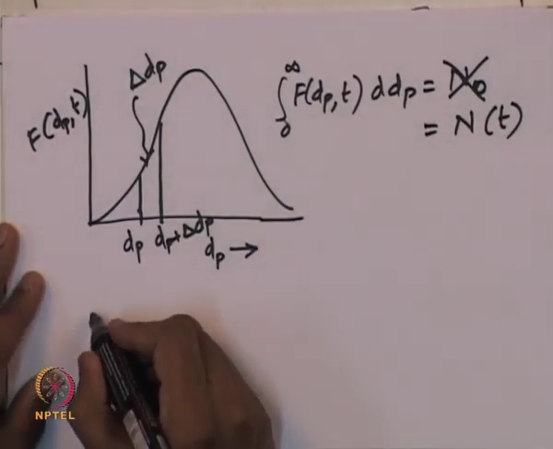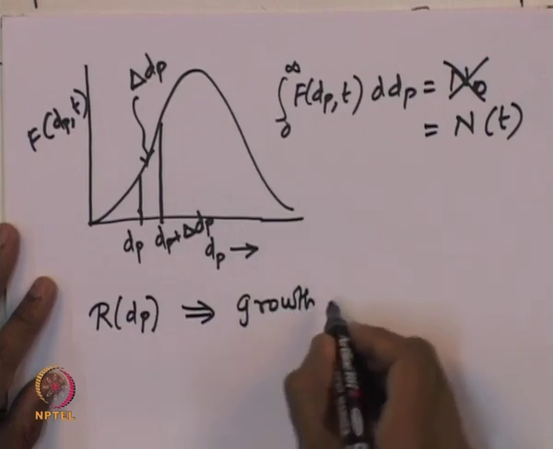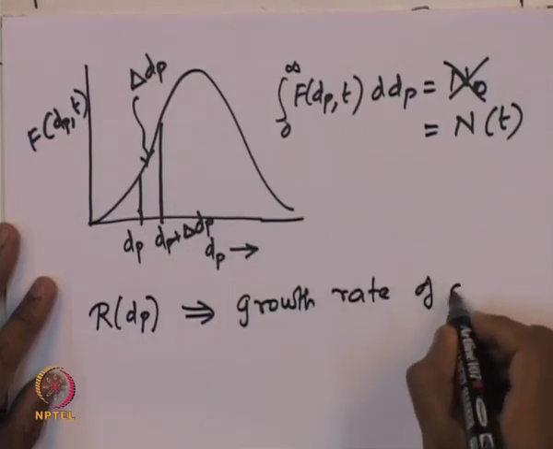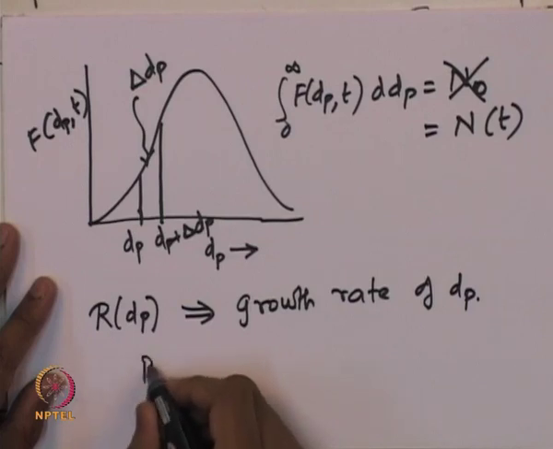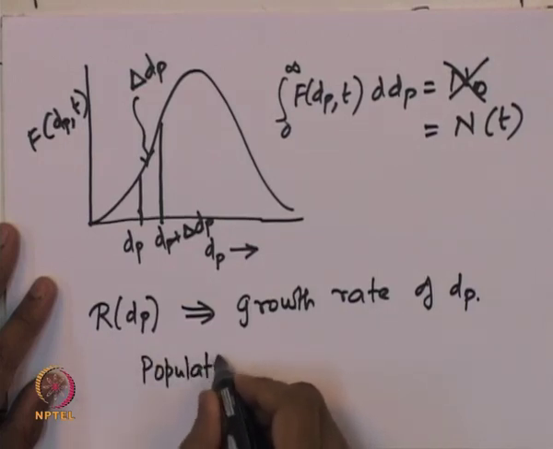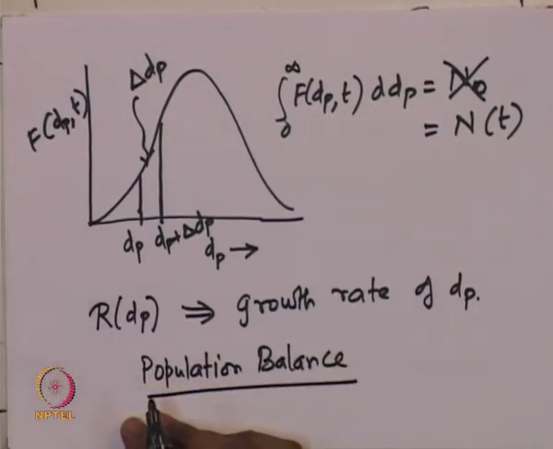Now, one other quantity required in order to model the system is the growth rate. Suppose R of dp is the growth rate of every particle, and of course it depends upon the size of the particle itself. So that is the growth rate of a particle whose diameter is dp. Then one can write a population balance equation in order to capture the dynamics of the whole distribution as the reaction proceeds.